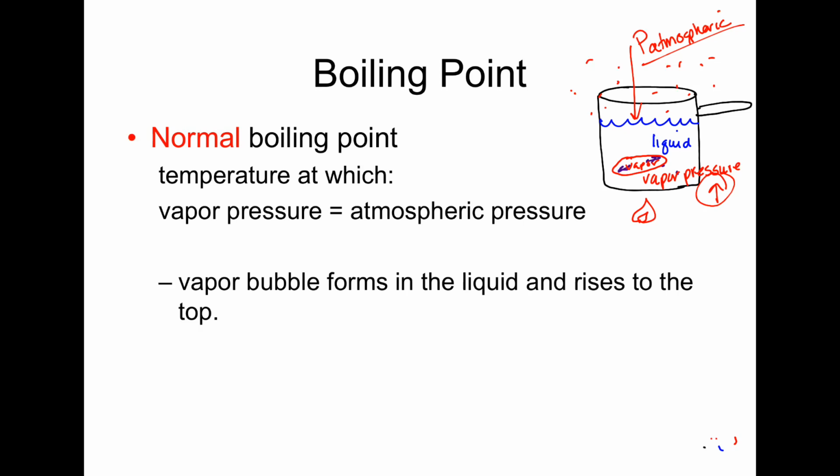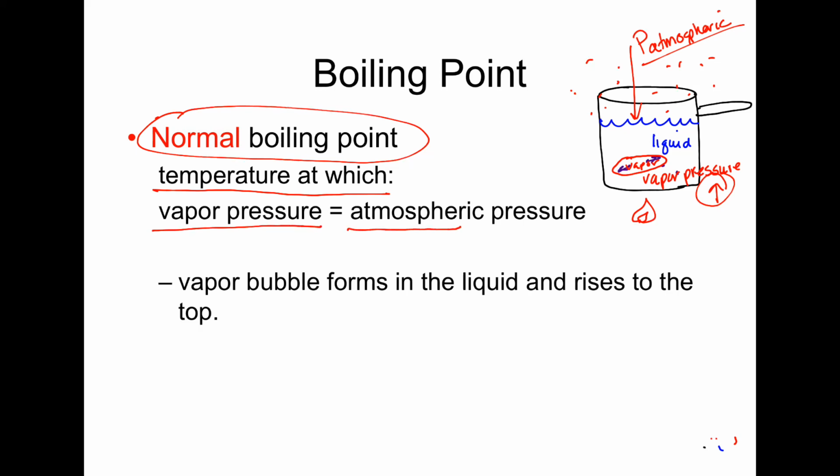So we define normal boiling point as the temperature at which the vapor pressure of our molecules is equal or greater to atmospheric pressure. When that happens, vapor bubbles will form in the liquid and they will rise to the top. So you have to think about it as the liquid molecules have to have enough energy so that they can become a vapor, and then the vapor pressure will rise enough so that they can leave the liquid phase.